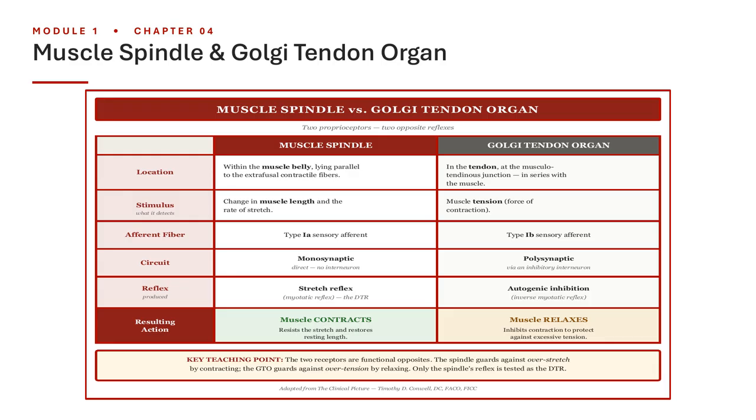2 receptors, 2 afferents, 2 reflexes, 2 functions, working together to give the nervous system a real-time picture of both what the muscle is doing and how hard it's working. This is one of those elegant examples of biological engineering. 2 sensors covering complementary aspects of muscle state, each triggering a protective reflex appropriate to its input.